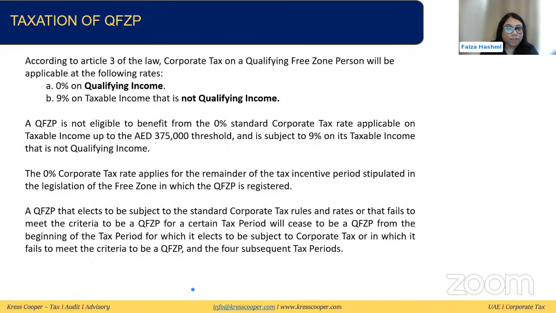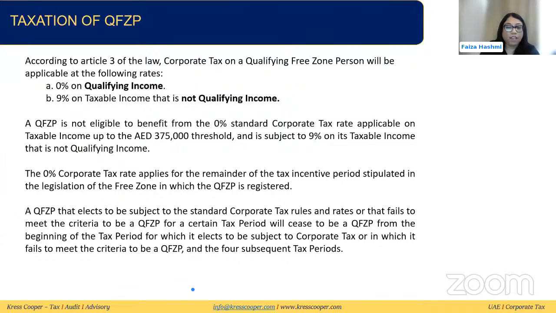So if they have elected for that, or if they are not meeting these six conditions which we just discussed, then beginning from the period where they have made this election, or failed to meet this criteria, they will not be a qualifying free zone person for that year and for the next 4 years. So, for example, if they stop meeting the criteria or elected to be subject to the corporate tax rate in 2024, then for the next 4 years till 2028, they will not be able to be a qualifying free zone person.